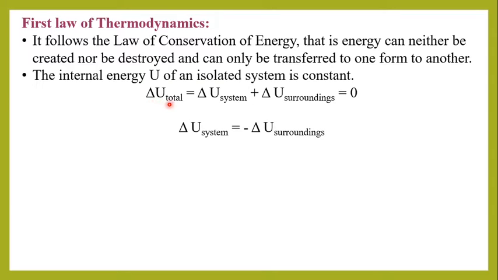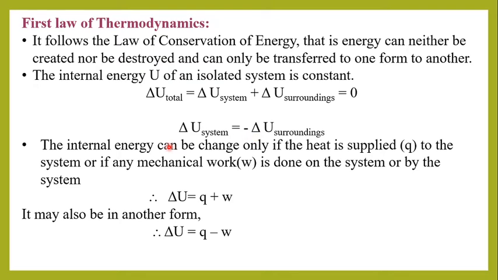Now delta U total of an isolated system is equal to the change in internal energy of the system plus the change in internal energy of the surrounding. According to the statement, the internal energy of an isolated system is constant. That means there is no change in the internal energy, therefore it is equal to 0. When we transfer the delta U of surrounding term from the left hand side to the right hand side, we get delta U of system equal to minus delta U of surrounding. This implies that the amount of heat transferred from the surrounding is the amount of heat absorbed by the system.